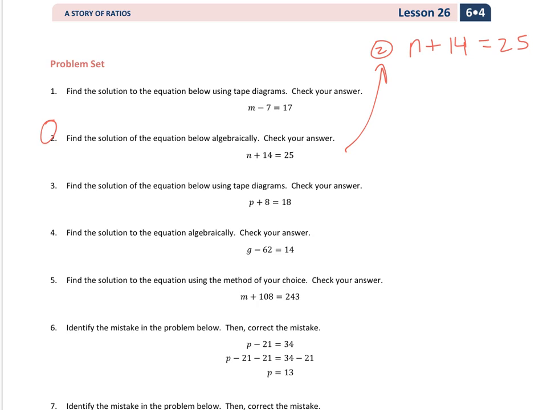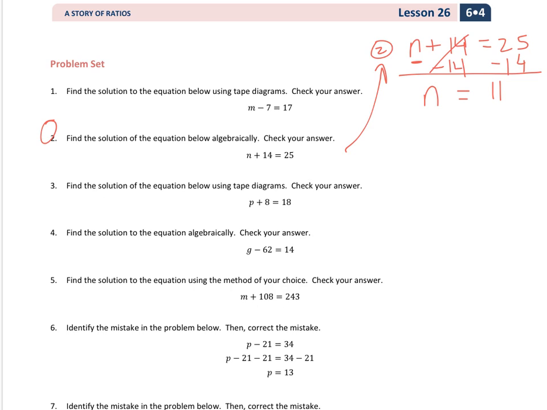What I mean by vertically or horizontally is I see that I want to get this variable by itself. I want to isolate the variable. A way to do that is, if I'm adding 14, I can subtract 14, because if I add 14 and then subtract 14, I'm still going to get my variable by itself, meaning n plus 14 minus 14 will get me n. And whatever I do to one side, I have to do to the other side of the equation to keep the equation equal. So I'll subtract that and I'll get 11, and n equals 11.